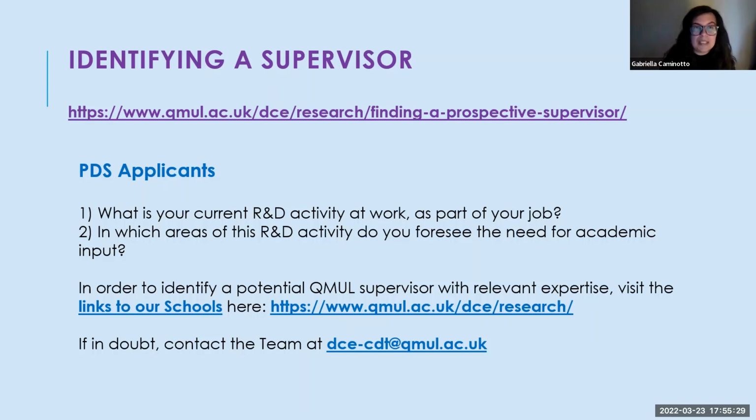If you're applying for the PDS route, it is useful to start by answering the 2 questions that you can see on the screen. What is your current research activity at work as part of your job? And in which areas of this research activity do you foresee the need for academic input? Once you've answered these 2 questions, which by the way are also one of the documents you need to submit, you will have a pretty good idea of the type of expertise you're looking for, or at least a research area that you're looking for expertise in.